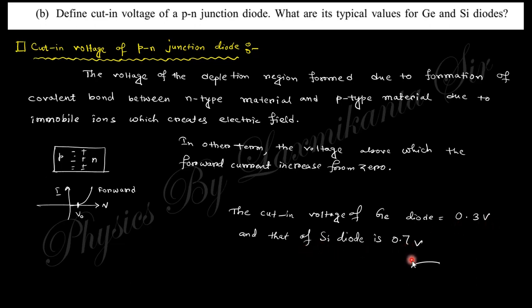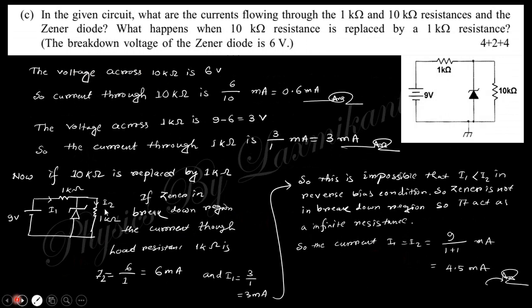Next question. In the given circuit with the Zener diode, what is the current flowing through the 1 kilo ohm, the 10 kilo ohm and the Zener diode? What happens when the 10 kilo ohm is replaced by 1 kilo ohm? The breakdown voltage is 6 volt.